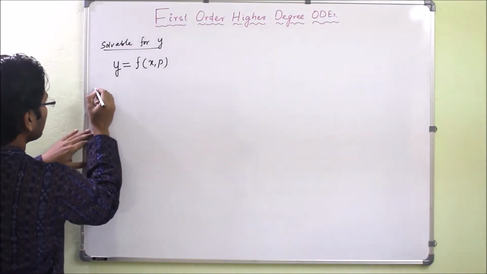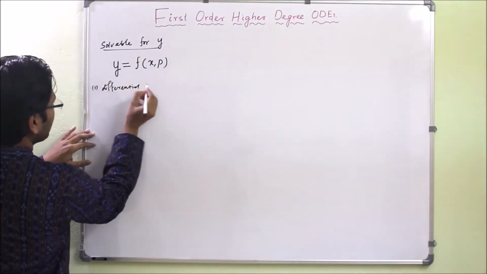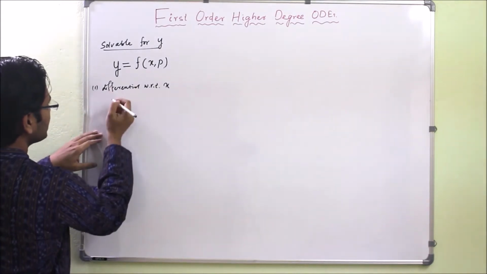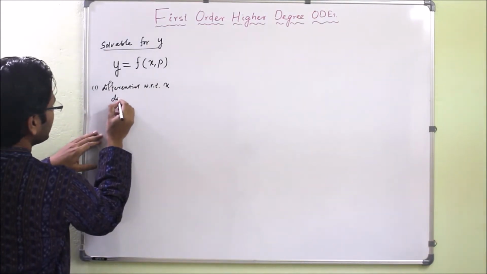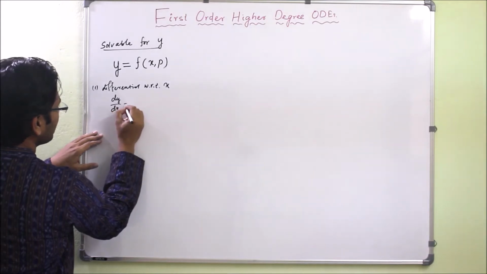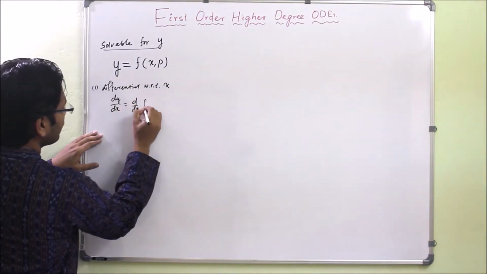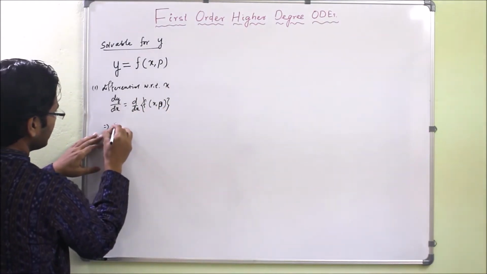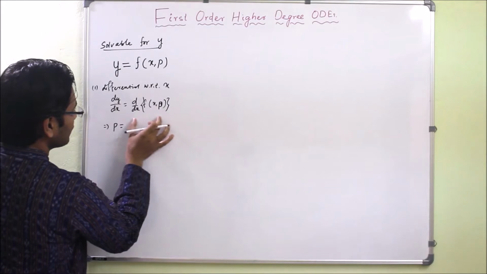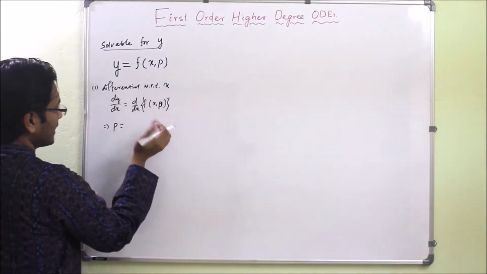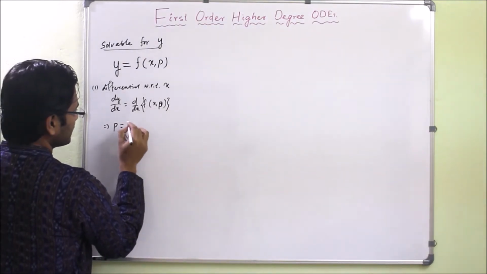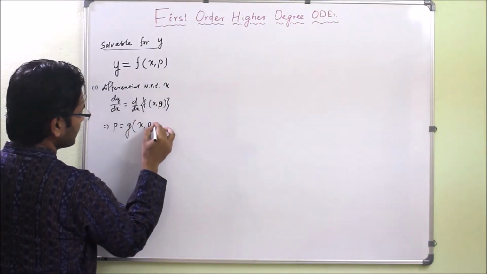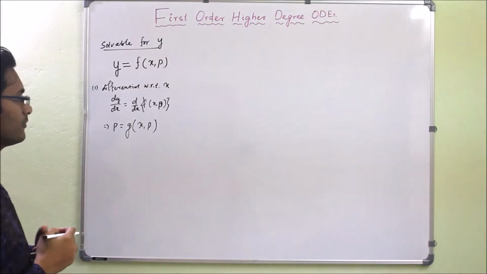So first thing is to differentiate with respect to x. If we differentiate with respect to x, it will be dy by dx equal to d by dx of f. Now the left side will be p, and the right side will give some function, which I can write as some function g of x comma p.